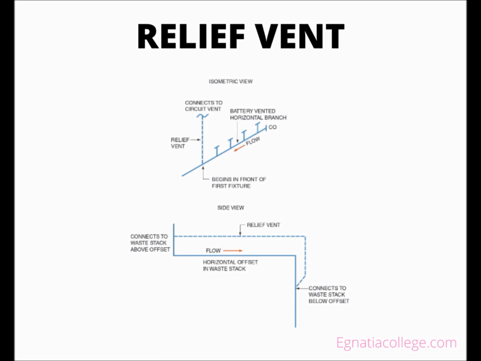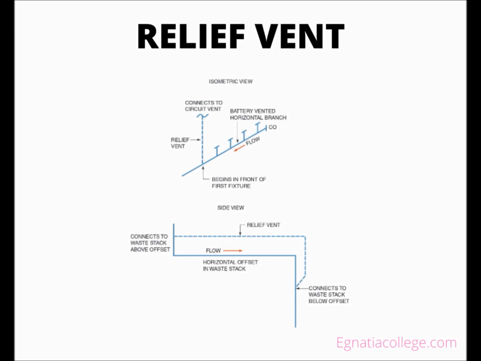Relief vent. Many types of relief vents exist in a DWV system, all with different regulating codes. A relief vent is required when a waste stack transitions from vertical to horizontal on many designs. The most common relief vent is one that serves a battery of fixtures. It is connected to the circuit vent before the first fixture. Many codes mandate that a relief vent must be installed when a venting device known as an air admittance valve, AAV, is installed to serve a horizontal branch.